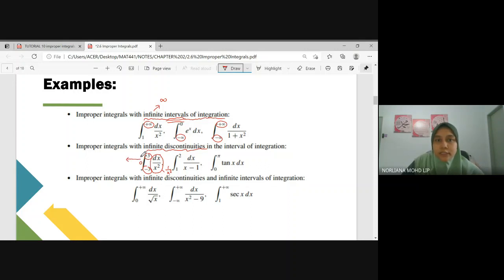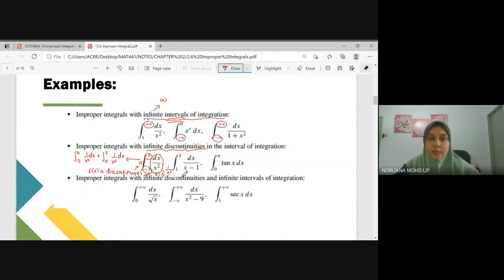To integrate this function, we have to separate it into two parts. Here at 0 the function f(x) is discontinuous, at x equal to 0. So we have to separate this integral into the integral from negative 3 to 0 of 1 over x squared, plus the integral from 0 until 3 of 1 over x squared dx. This is the second type of improper integrals.